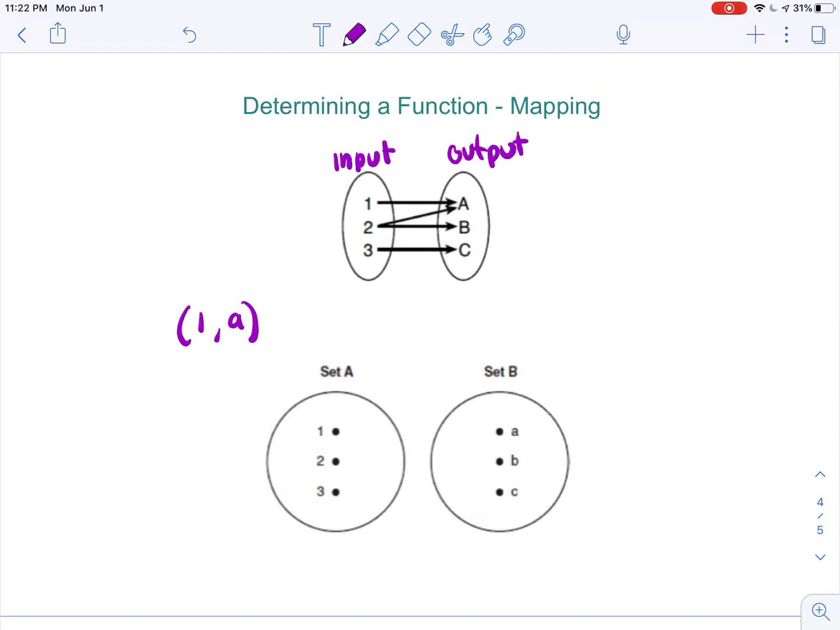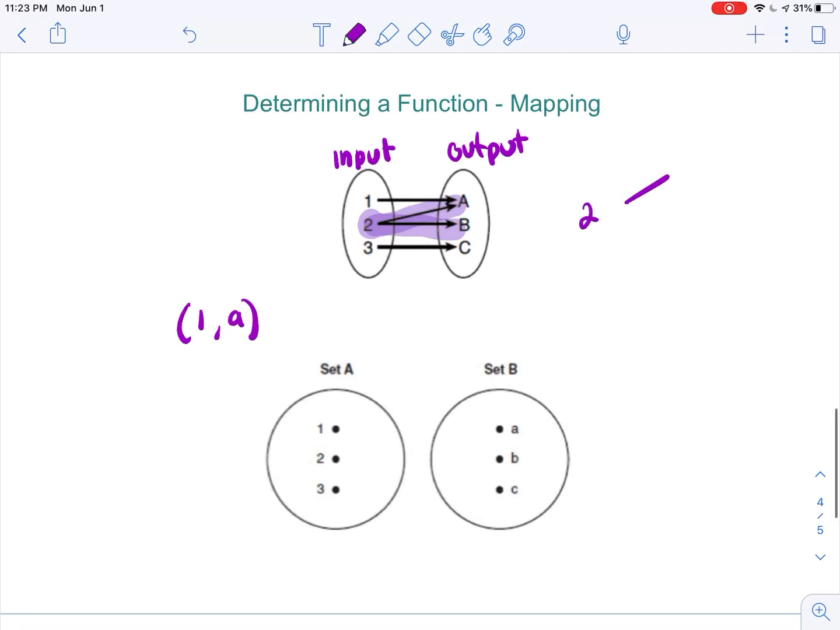So how do we know if we have a function? Well, every input has to have exactly one arrow, because each arrow represents a relationship. So if we ever get an input that has two different outputs, in this case 2 gets sent to both A and B, this would be not a function because we see that repetition.